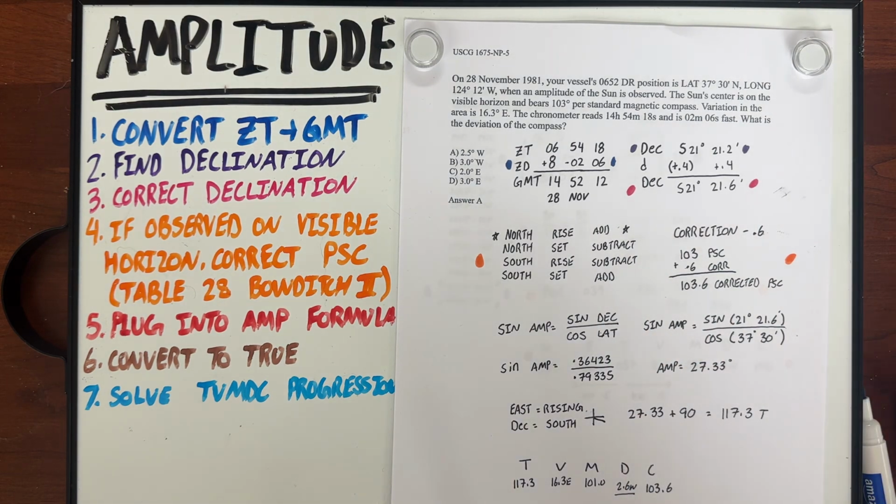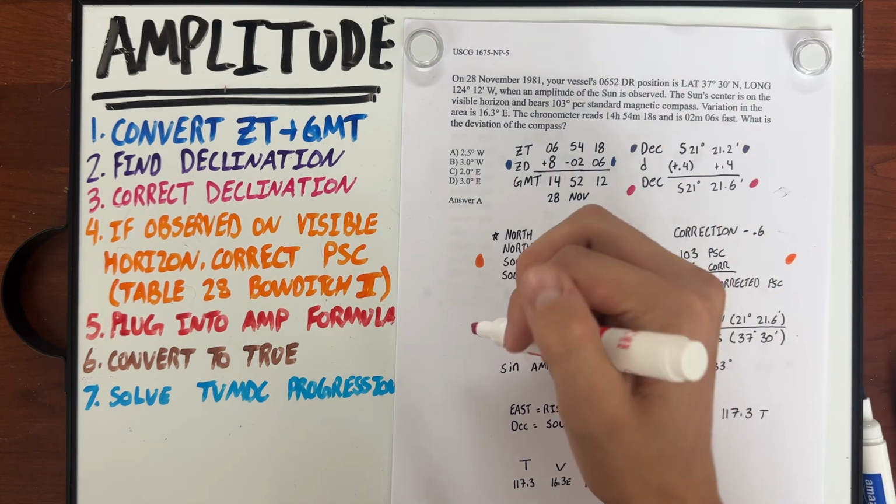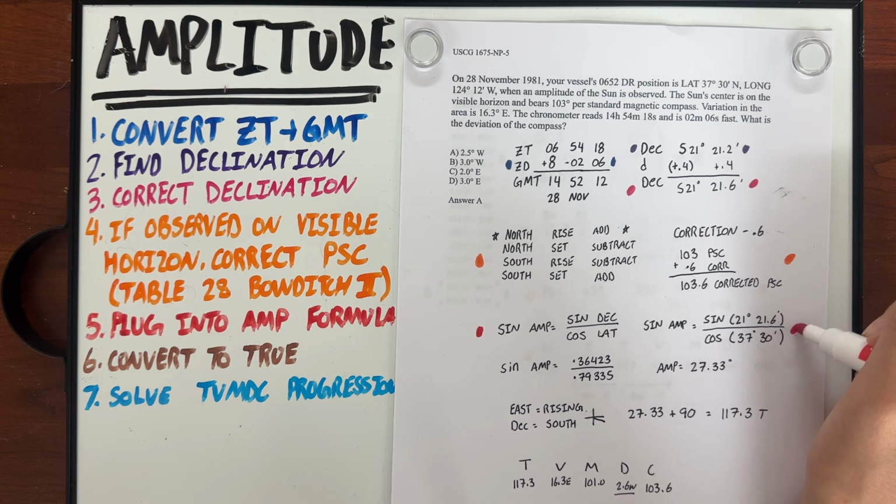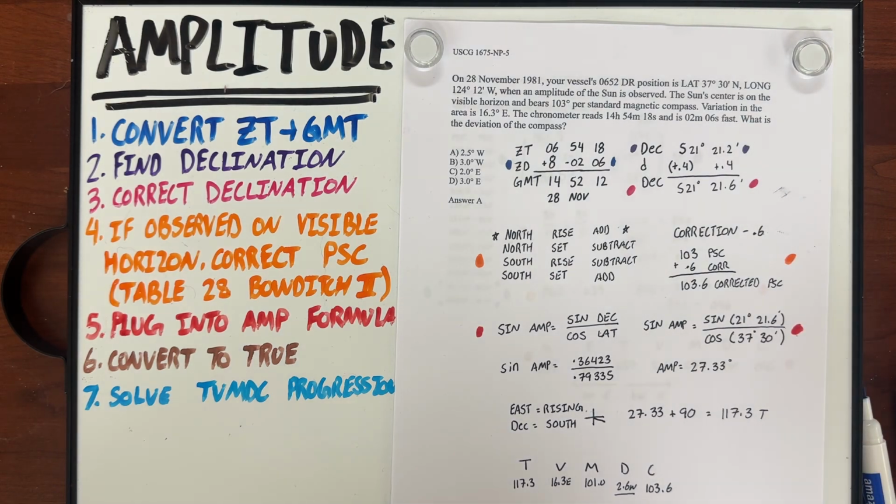Step five is to plug what we've solved for into the formula, which is sine amp equals sine dec over cosine lat. This is this progression where amplitude is 27.33 degrees. Step four is convert this to true.